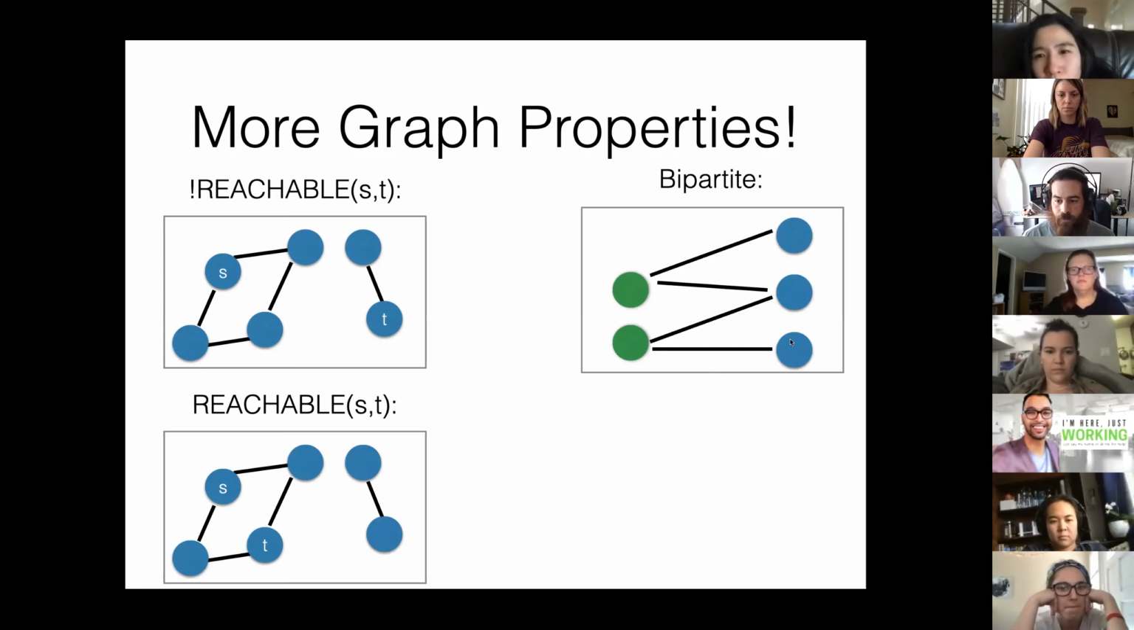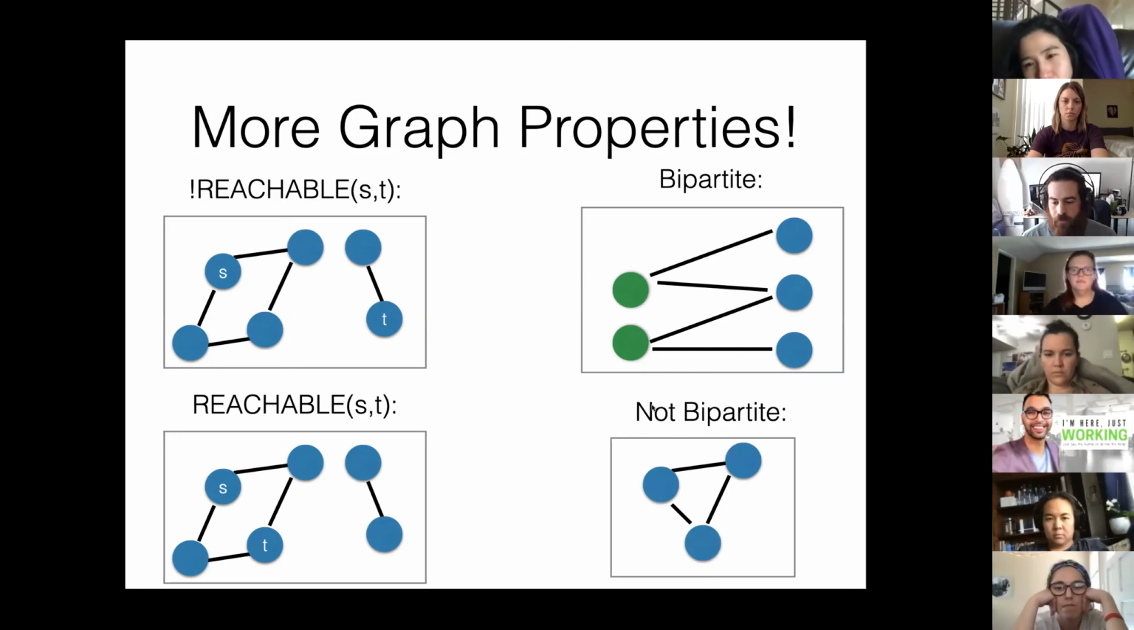This graph is bipartite. So this means that there's two collections of nodes. There's the green nodes and the blue nodes. And notice that there's no edges between the blue nodes and between the green nodes. Edges only go between these two different sets of nodes. And this is a not bipartite graph because there's no way to carve it up into two sets of nodes that edges only go between.